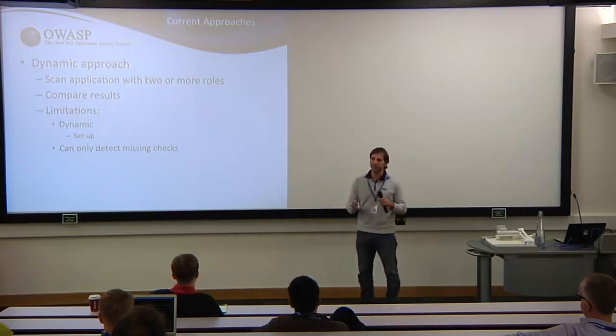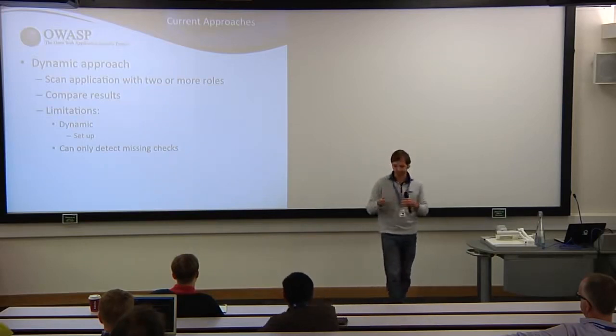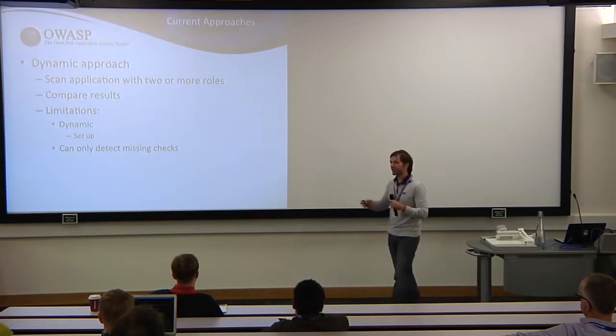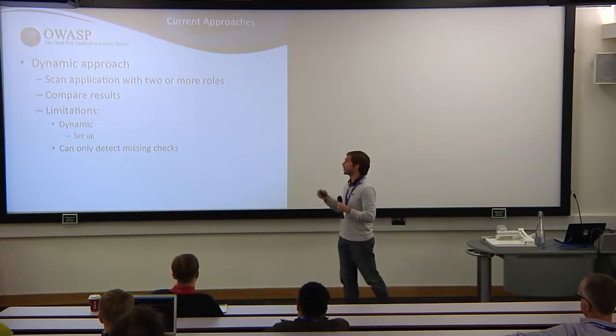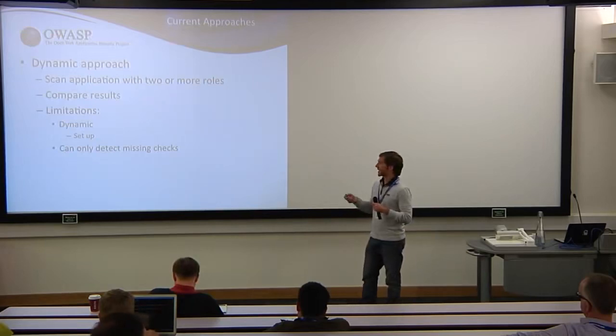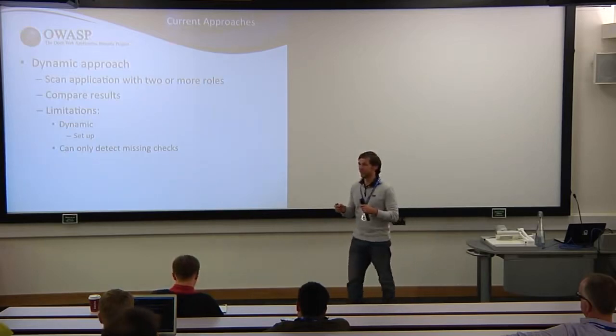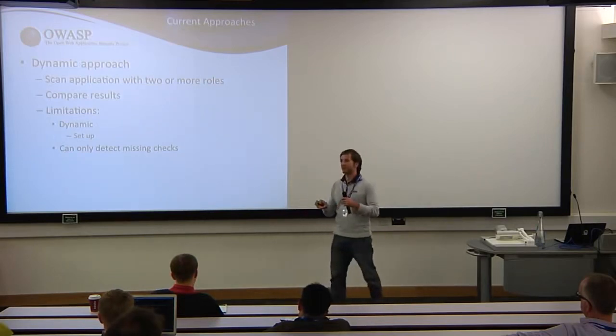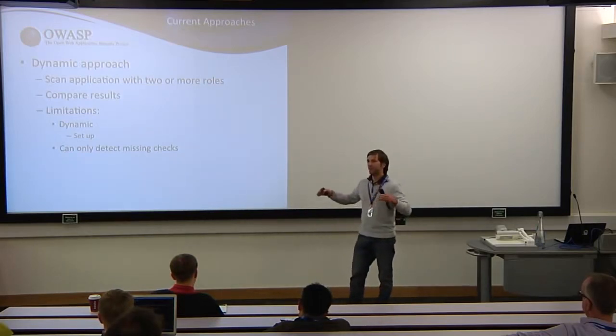But one of the limitations is that it's dynamic, so you have to set up everything. You have to ask permission to set up the application in the pre-production environment, QA. You have to ask permission to scan it. You have to prepare everything, so it takes more time and it scales worse than static analysis. And also, it can only detect missing authorization checks. So it can detect that you can access something, but it cannot detect that there may be different ways to access the same resource with different authorization check levels, right?